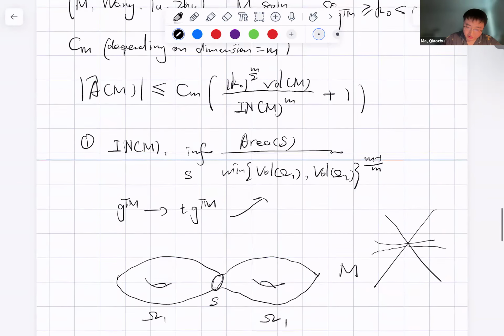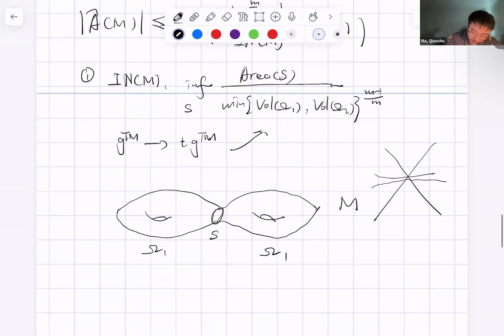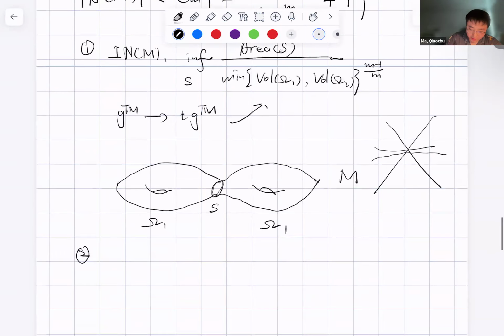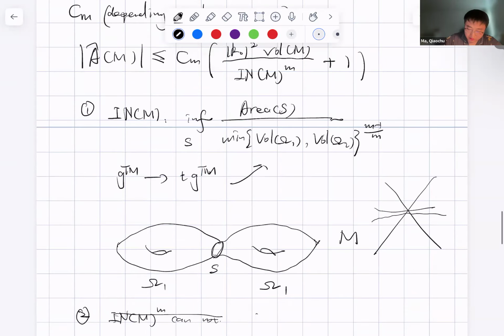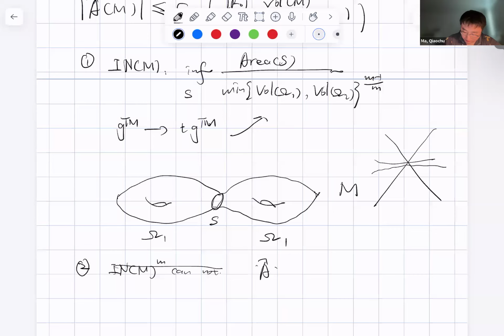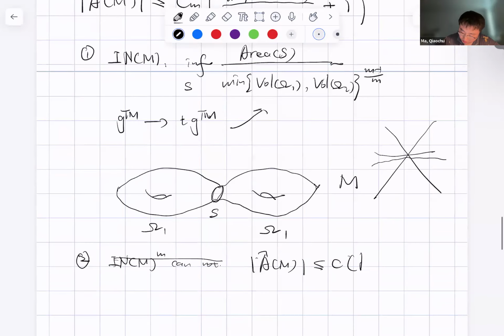Okay, actually I want to put a second remark. This isoperimetric constant, you cannot remove it, you cannot throw it away. So actually, the following inequality is incorrect. This is incorrect.